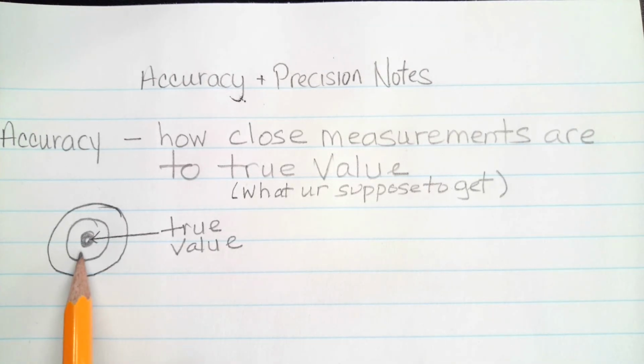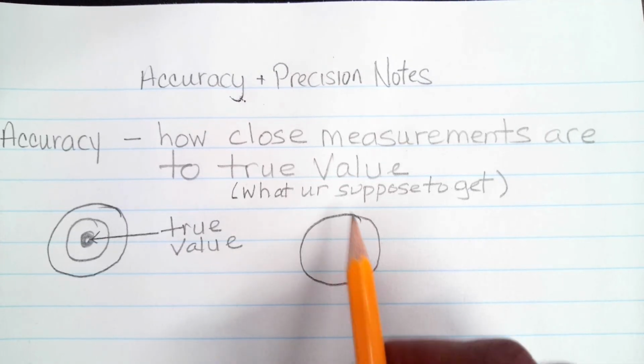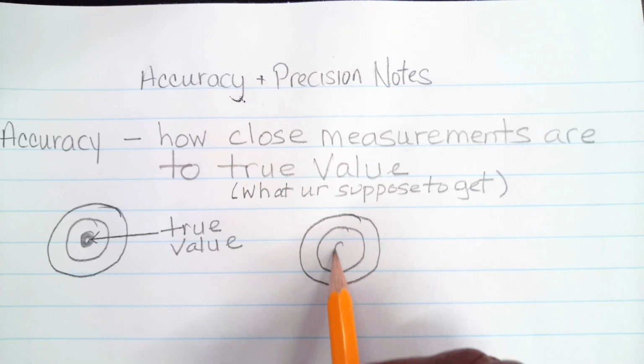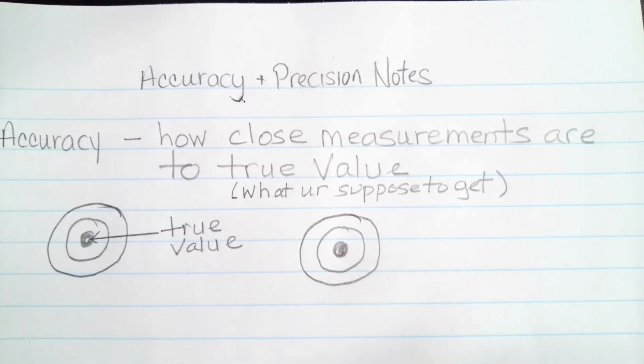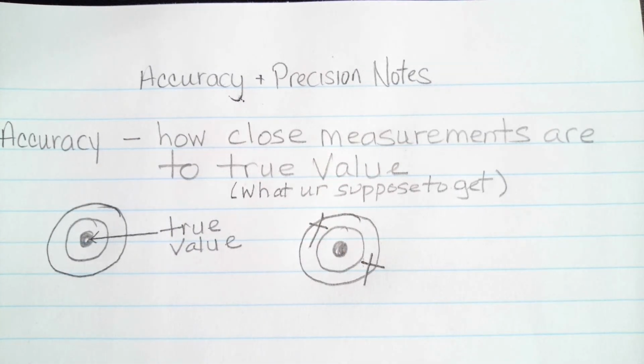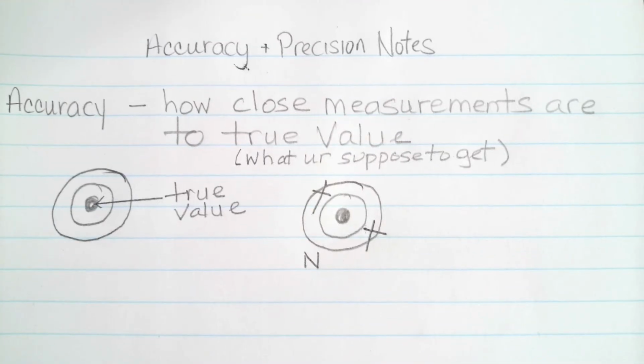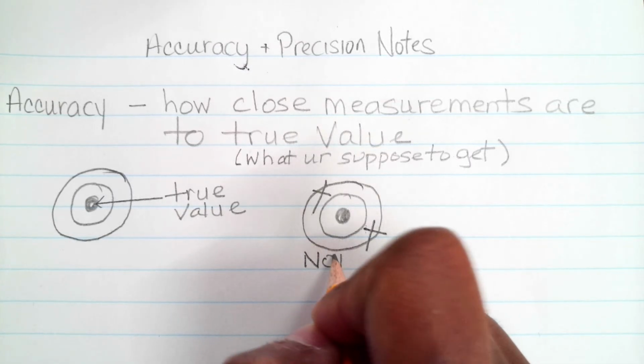When you play darts, you want to hit that bullseye. So my question to you is this. If I make a bullseye, Kenny, if I hit here and here, is this accurate? No. So I'm going to put not accurate.